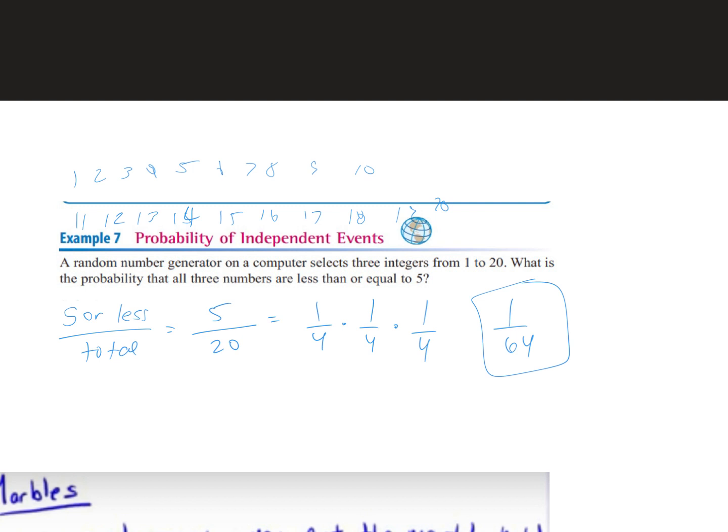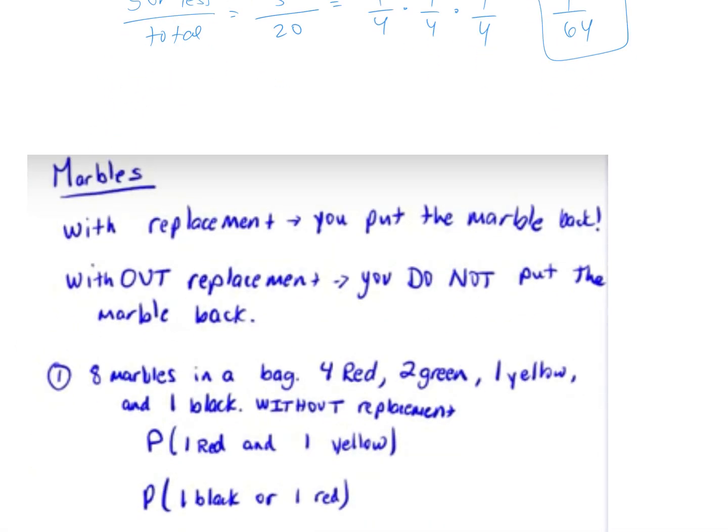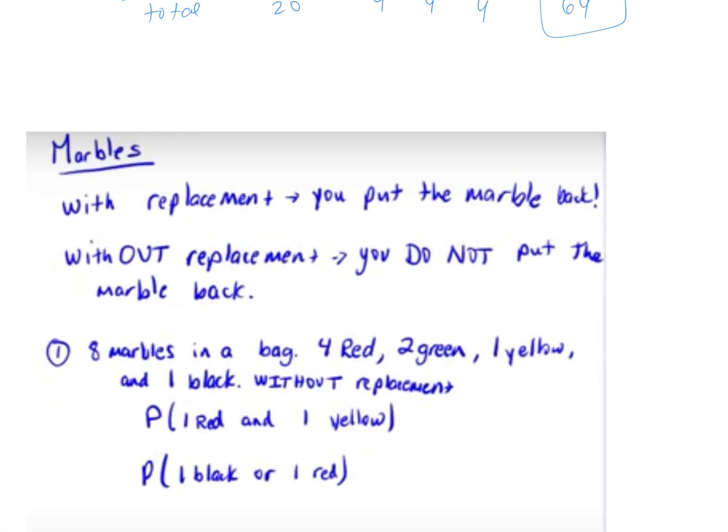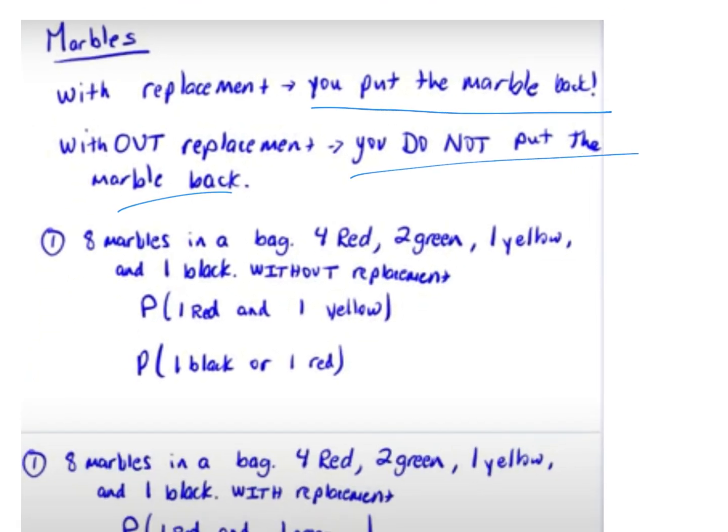All right, last bit. Talking about marbles. You guys will see this a lot. And again, this is all about wording. Think about this. With replacement, I reminded you guys, what does that mean if I replace? What do I do with the marble? I put it back. If it's without replacement, I don't put it back. So there's 8 marbles in a bag: 4 red, 2 green, 1 yellow, 1 black. What is the probability that I pull out 1 red and 1 yellow?